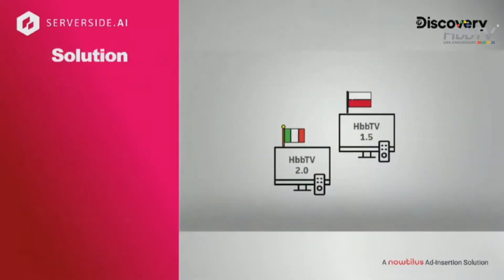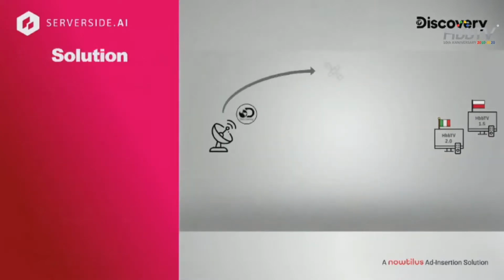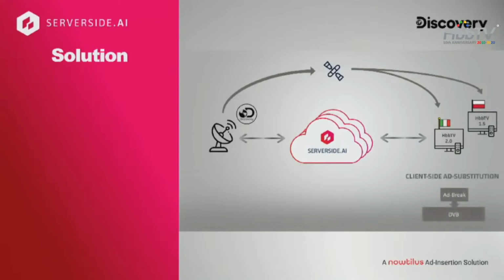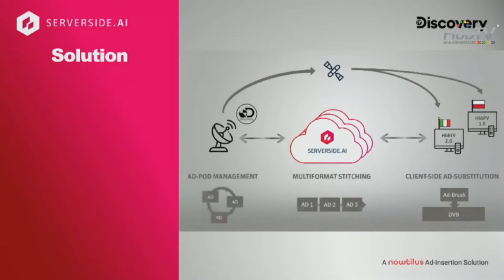With our solution, we achieved serving TV devices on a broad range of different HbbTV standards with one solution across different countries, providing a simple and cost-effective solution for integrating with different head-end technologies and playout systems, and to allow scaling for millions of concurrent users. We came up with a solution that combines fully fledged client-side substitution with highly scalable multi-format stitching, integrated with Discovery's sophisticated ad pod manager.